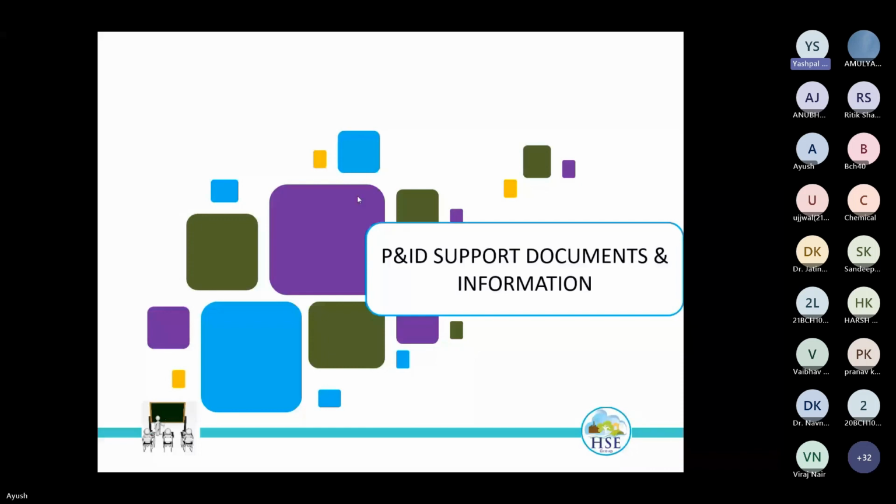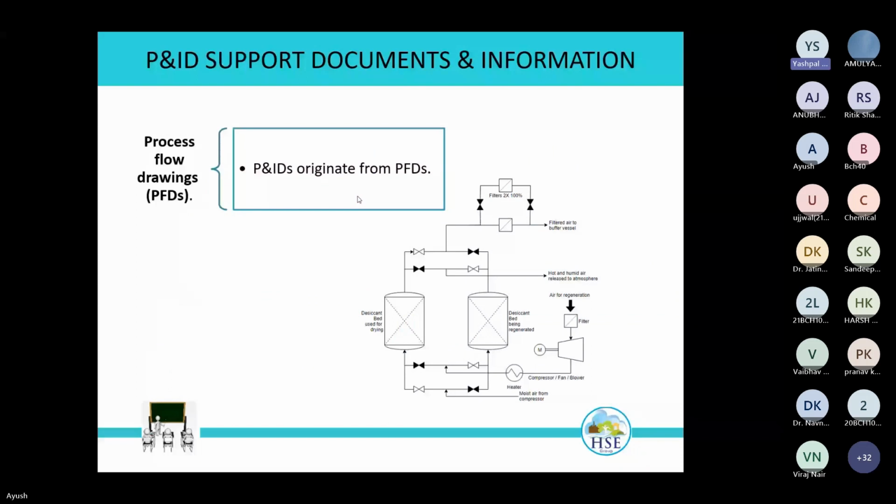P&ID support documents and information. What documents do we need to prepare the P&ID, and what information do we have? Please go to the next slide. You will find what information we require. The first information we require for the P&ID is the process flow diagram. From the block flow diagram we prepare a process flow diagram, and from the process flow diagram we prepare a P&ID. So the first document we require for the P&ID is a process flow diagram.